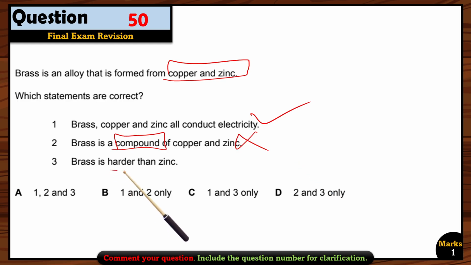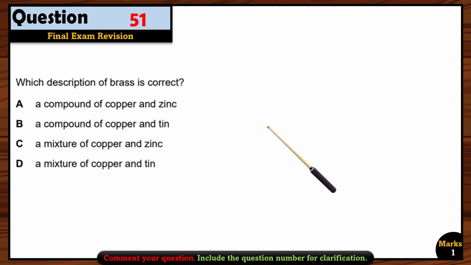Brass is harder than zinc. Yes. The alloys are always harder than their pure metals. So options 1 and 3 are the only right options. That is C. Most of the students usually make the mistake of thinking that alloys are compounds. No, alloys are mixtures. You have to remember this. So that's why options 1 and 3 are the right option. That is option C.